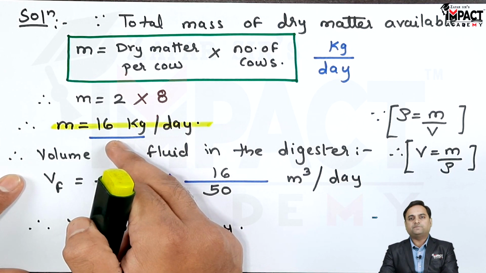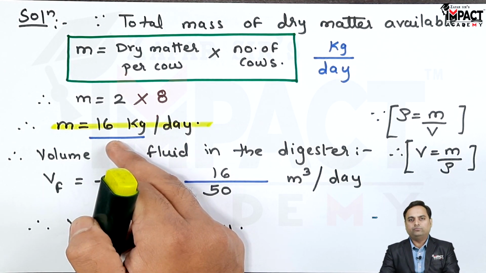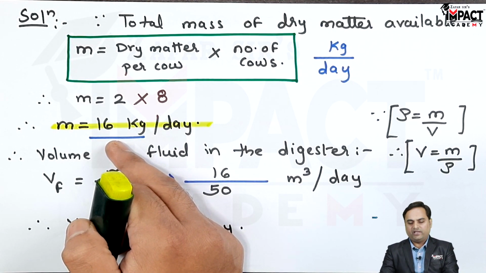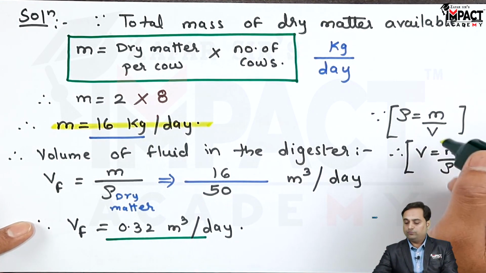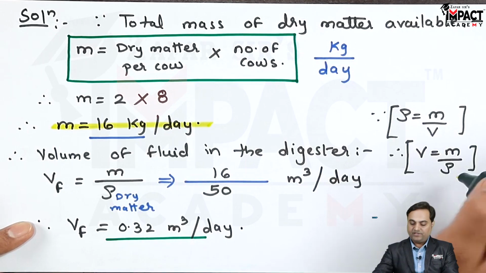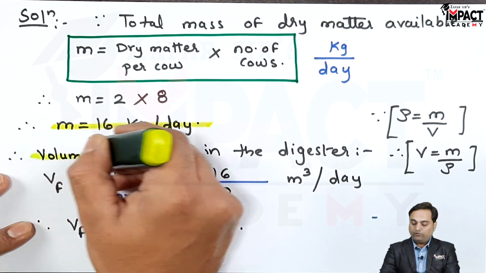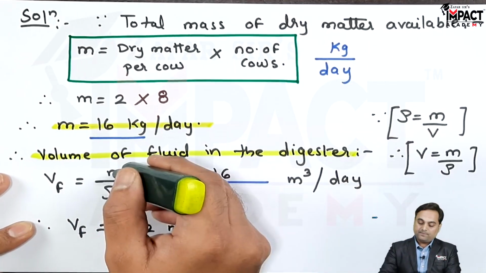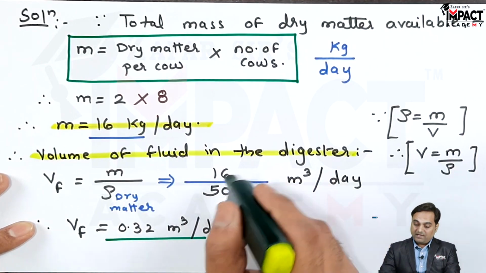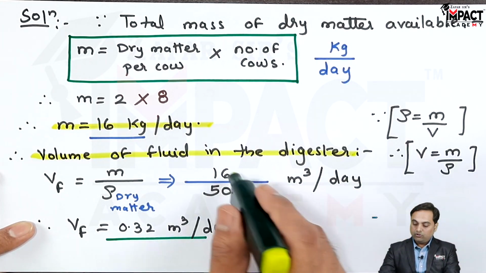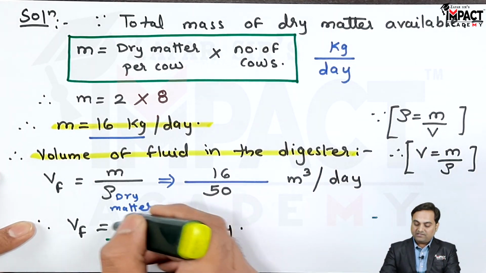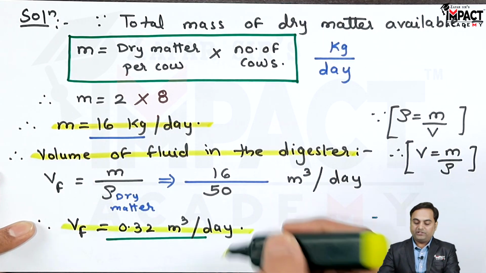Now after getting this mass, I'll convert it into volume, that is, how much volume it will occupy. Density is mass upon volume, so volume becomes mass upon density. Therefore the volume of the fluid in the digester is mass upon density. Mass is 16 and density of the dry matter is 50. On calculating this, the answer comes out to be 0.32 meter cube per day.